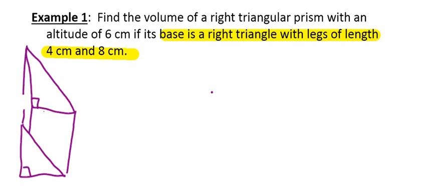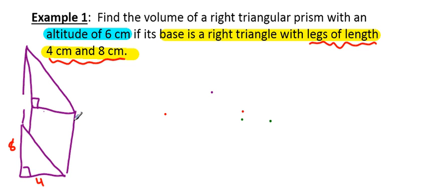Now, information that they give me in the problem that I can label in my picture is that the legs of this right triangle that make up the base measure 4 centimeters and 8 centimeters. So I'm going to go ahead and label those. I also know that the altitude of this prism is equal to 6 centimeters. Now altitude, remember from the video yesterday, is the distance between the two bases. So altitude is going to be this distance right here or this distance right here that connects my two right triangles, and that altitude is 6.